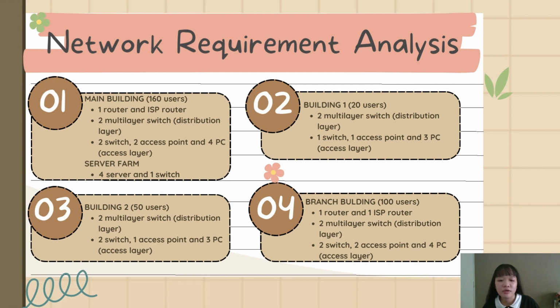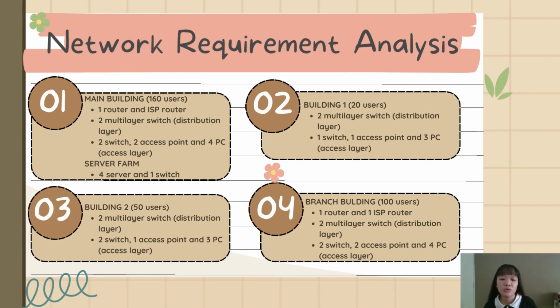Therefore, this project may have a main building that needs to work with up to 160 users. It will have one router and an ISP router in the core layer, two multi-layer switches in the distribution layer, two switches, two access points, and four PCs in the access layer. It will also have a server farm which has four servers and one switch.